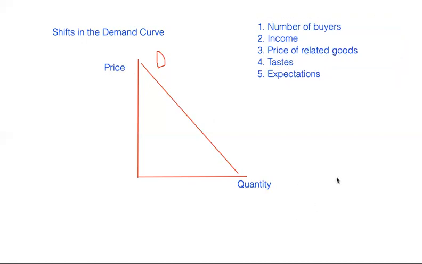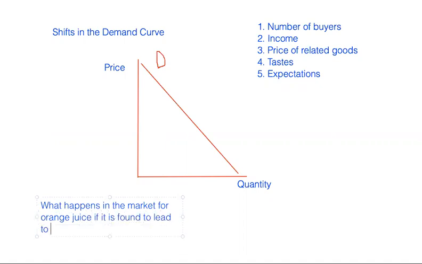Okay, so now that we went through the basic items for shifts in the demand curve, why don't we walk through an example or two for what a shift in the demand curve actually looks like. In this case, let's first start with something like this. Let's say, what happens in the market for orange juice if it is found to lead to weight loss? Okay, so what's going to happen in this market?